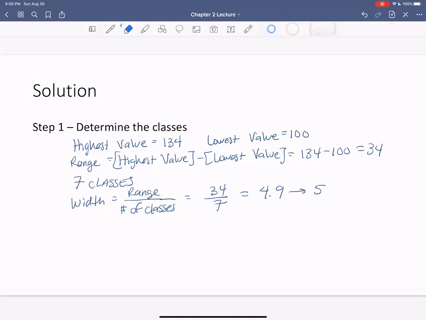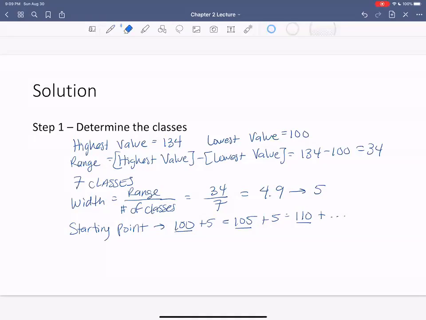So next we have to find a starting point. Our first starting point is we start with 100, right? Because that's our lowest value. It's a nice value. And then our width is 5. So to find our next one, we have 105. So our first starting point is 100. The next one is 105. On the next one, we would add 5 again, and we say 110. And then we would just keep going to find all of our starting points, also called our lower class limits.